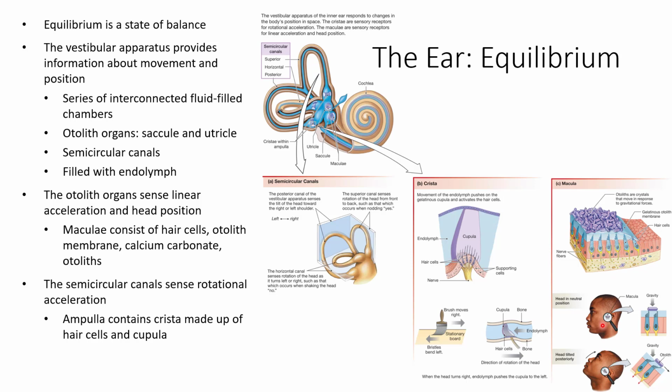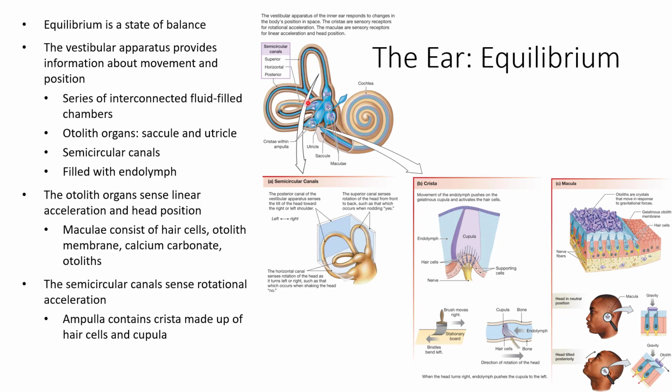If our head is in the neutral position, then these calcium carbonate crystals just sit and don't really move the hair cells. But if we then have acceleration, so if you tilt your head back, that small movement is going to cause those otoliths to move on that otolith membrane and stretch those hair cells, just like they do in the cochlea, right? And that tells the head, look, we are accelerating. That's how we get that acceleration sensation. It's coming from the macula and our otoliths.